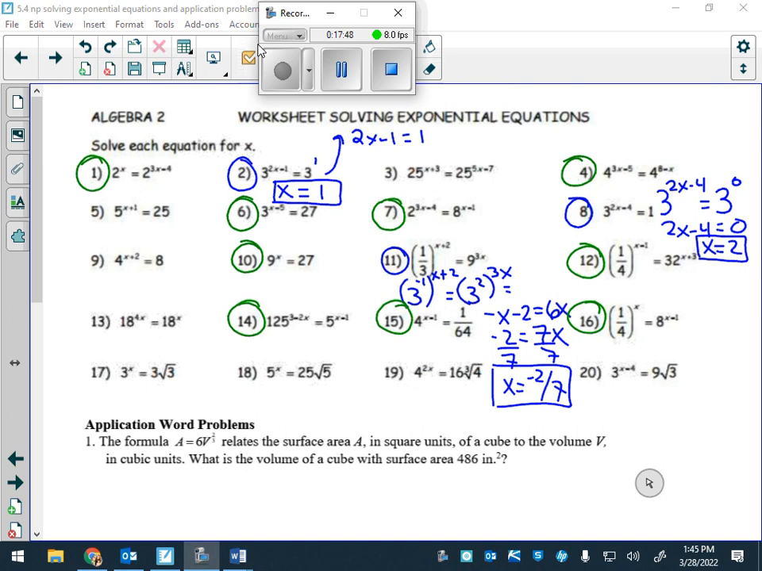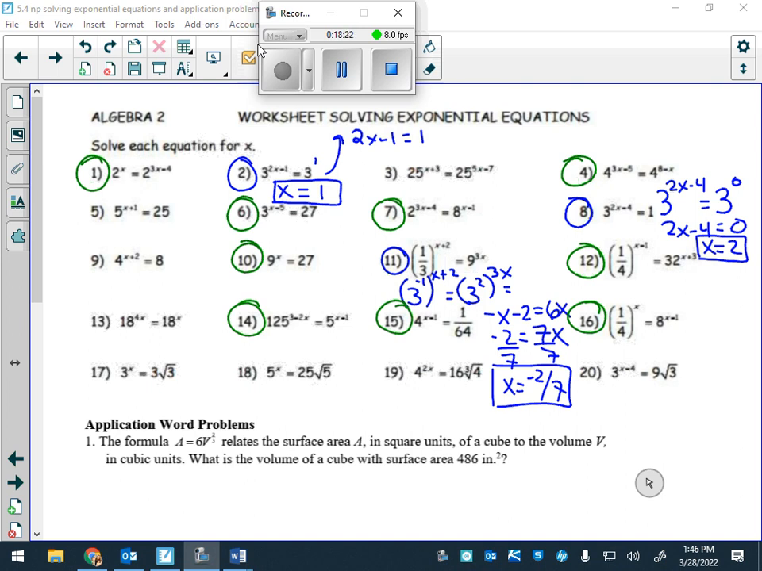Esteban, what did you get for number 12? Okay. Assad, what did you get for number 12? Nolan? -1/7. Okay. Danielle? -13/7 is the correct answer. So we have 1/4 to the x minus 1 equals 32 to the x plus 3.